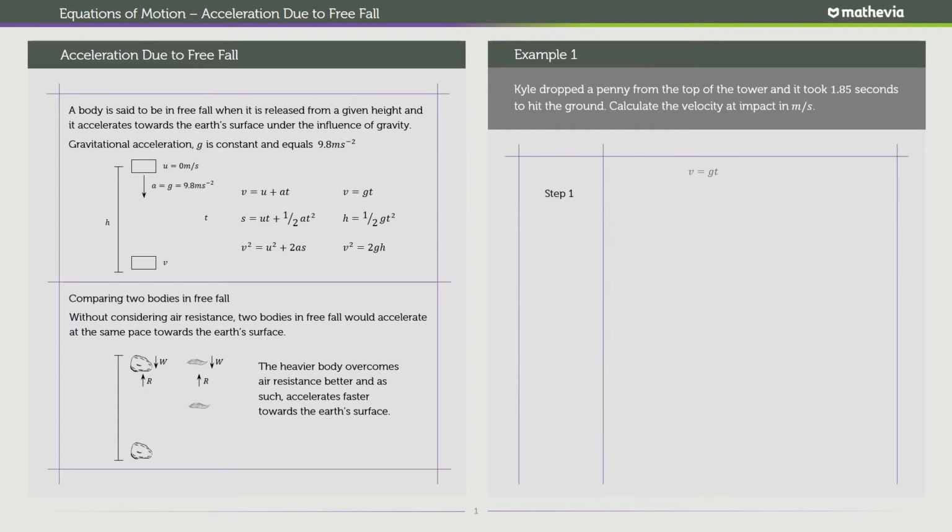This is very simple. So we have v = gt. What we have here is time. Again, we're looking to find the final velocity, the velocity before impact. So we just multiply gravitational acceleration by time. And what we have in the end is 18.13 meters per second. Simple, straightforward. Let's do another example.